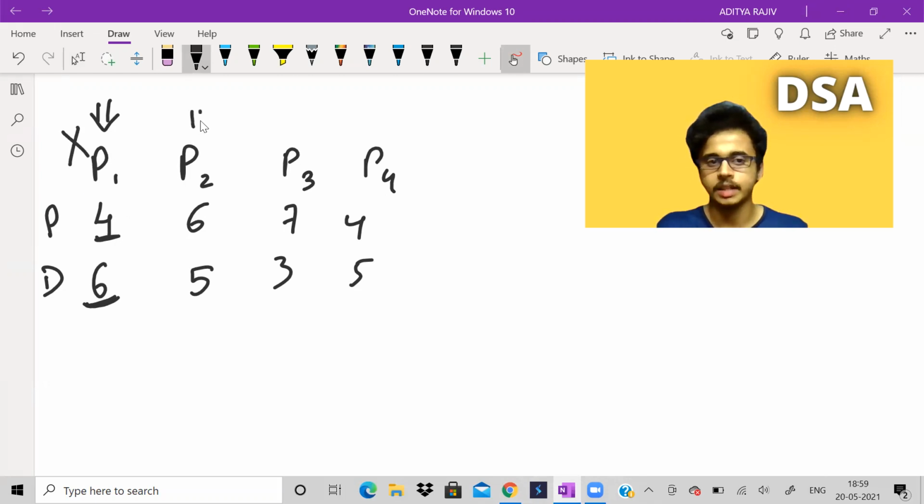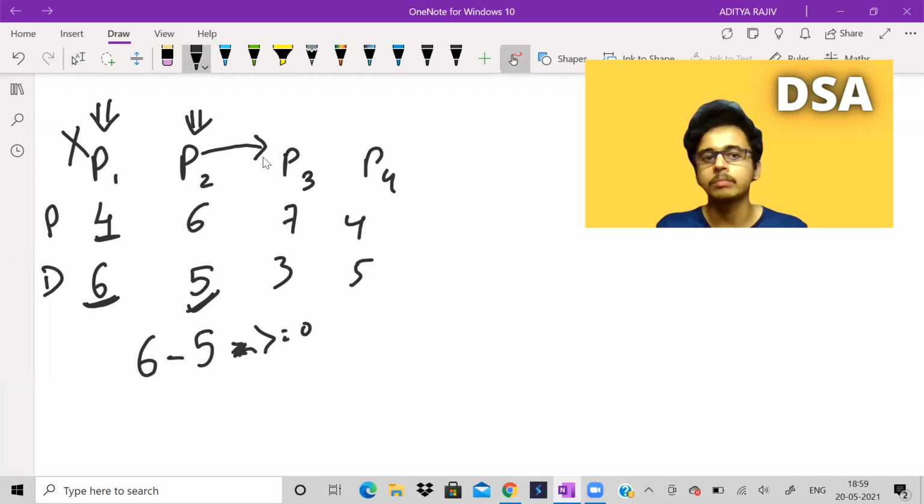So let us consider this point now. We are starting from the second petrol pump. How much fuel do we need to go? What is the distance from petrol pump 2 to petrol pump 3? It is 5. How much fuel do we have? 6. Fuel at that petrol pump means we will get that much fuel. So yes, if we have 6, we can give out 5, and this value is going to be greater than or equal to 0 only. So definitely we can go from petrol pump 2 to petrol pump 3.